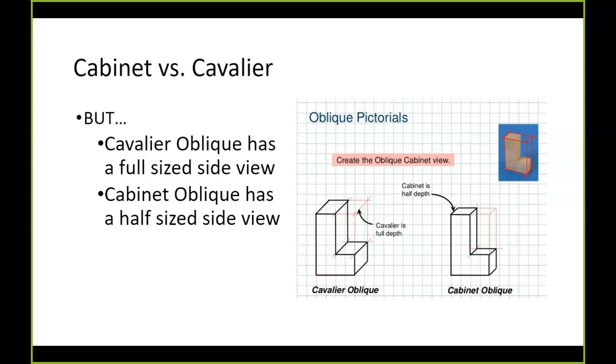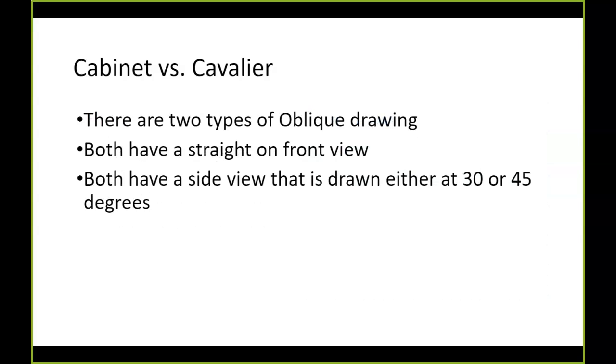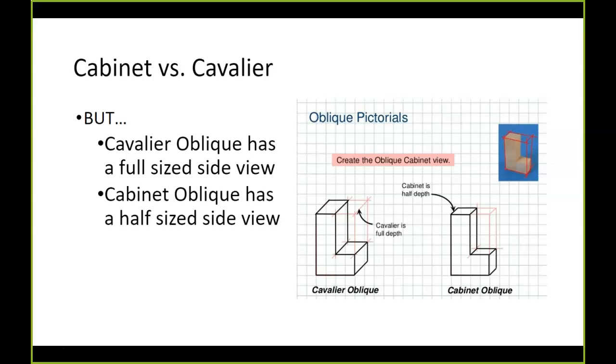a Cavalier oblique has a full-sized side view. The side view does not change. It's just full size. Okay, while a cabinet oblique has a half-sized side view, or a half-scale side view. Okay, so those are the main differences. And the reason, again, why I flipped through this one so quick here is because it's just saying the stuff that's in the last slide. Both are straight on, both have their sides projected back. But a Cavalier is a full-size projection, while a cabinet is a half-scale projection. Okay, and I'll give you a few seconds to write this down, and we'll talk about these a little more.